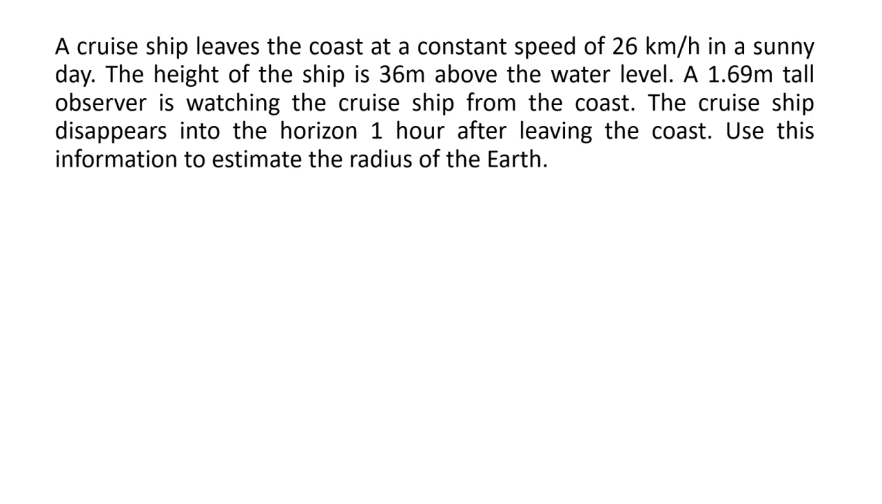Here is the problem. A cruise ship leaves the coast at a constant speed of 26 kilometers per hour on a sunny day. The height of the ship is 36 meters above the water level. A 1.69-meter tall observer is watching the cruise ship from the coast. The cruise ship disappears into the horizon 1 hour after leaving the coast. Use this information to estimate the radius of the Earth.